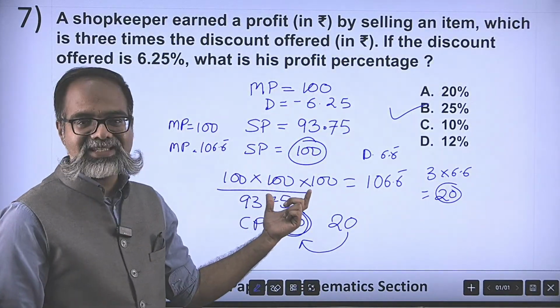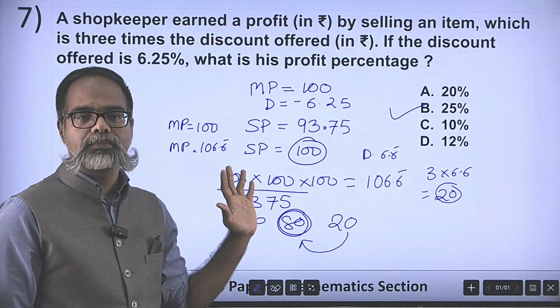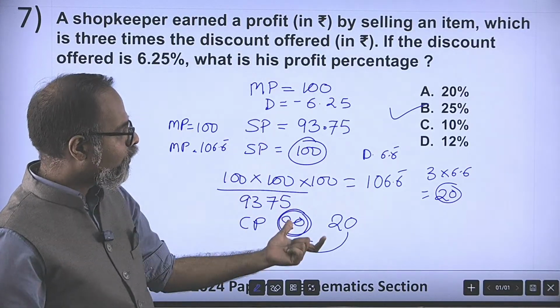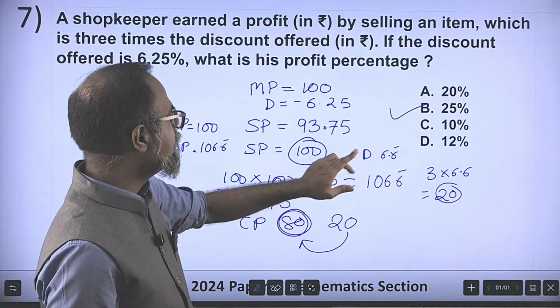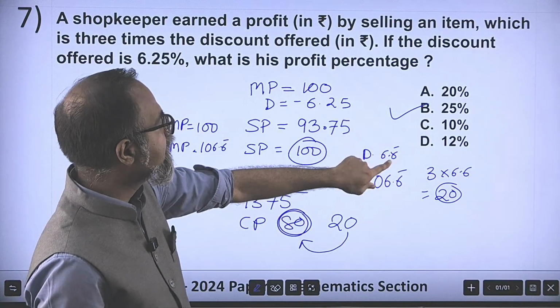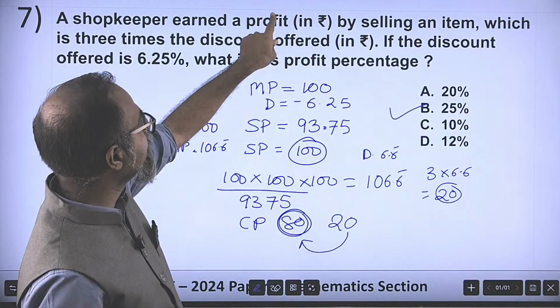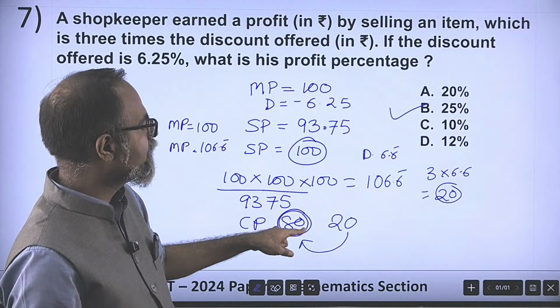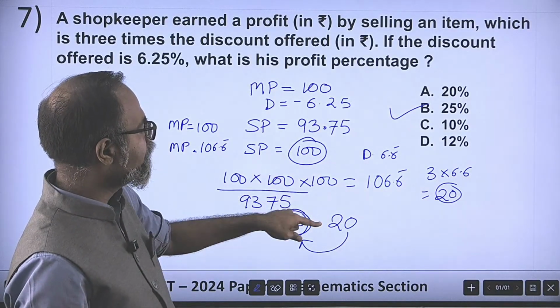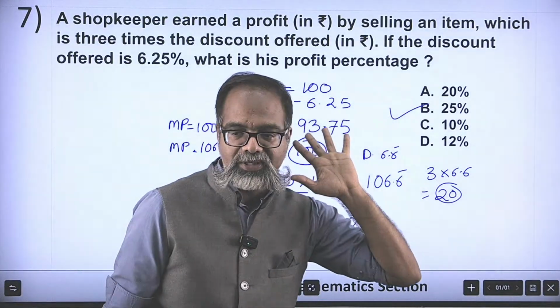Simplifying this is a pain, but once you get this, you will be able to understand that discount I took as 6.6, right? So 6.6 rupees ka triple was the profit in rupees, 20 rupees. So 100 minus 20, cost became 80, 80 cost, profit of 20, 1/4, 25%.